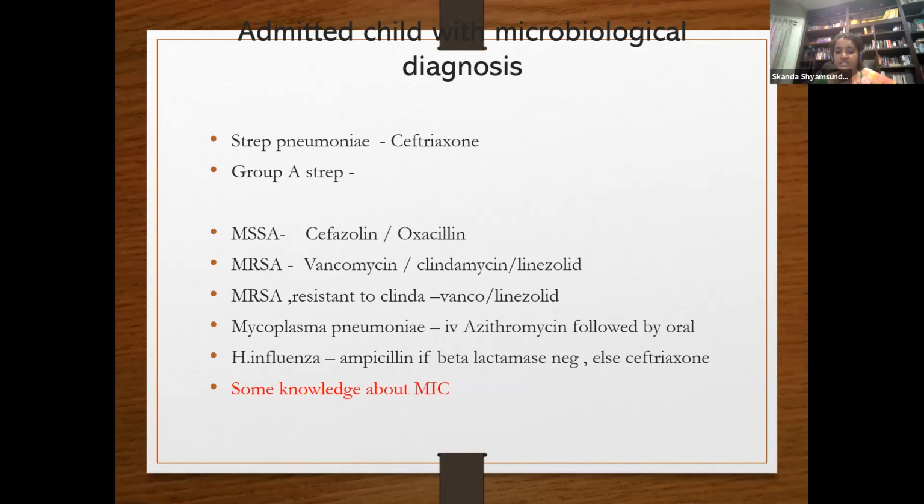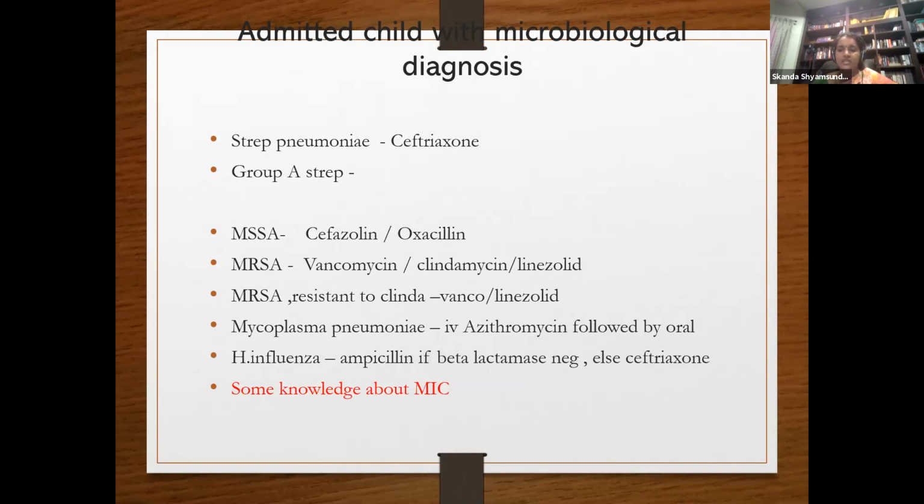Mycoplasma pneumonia, you can start off with IV azithromycin for day 1 or day 2, then change over to oral once the child starts improving. H influenza, you can give ampicillin if it is a beta-lactamase negative organism, else you can go in for ceftriaxone. Nelson talks a lot about minimum inhibitory concentration. So we should all know how to interpret MIC.